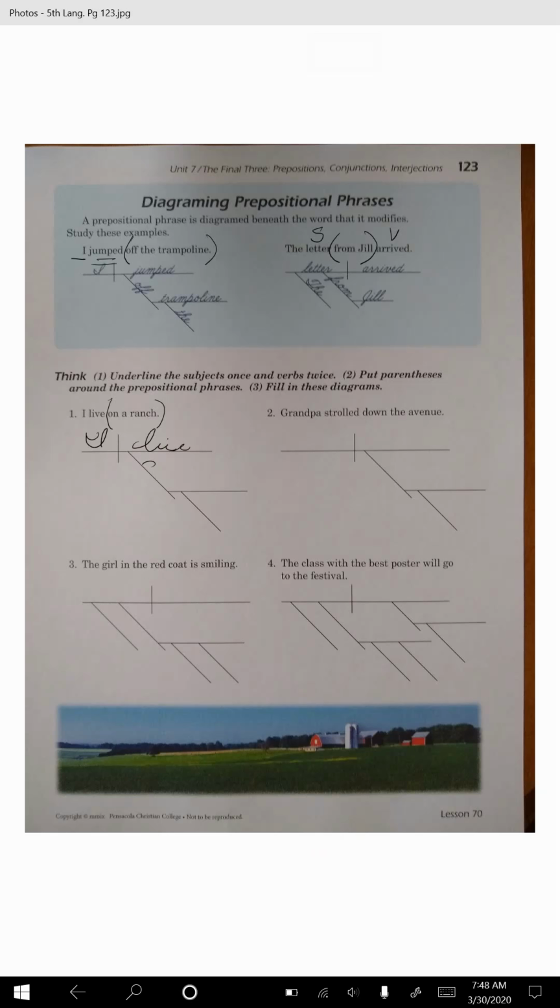And then the preposition goes on the slanted line. The object of the preposition, or the noun in the prepositional phrase, goes on the horizontal line, and the would go underneath. All right, Grandpa strolled down the avenue. Down the avenue. Grandpa is the subject. And what did he do? He strolled. These are easy. They don't have many words in them. Down avenue. The.